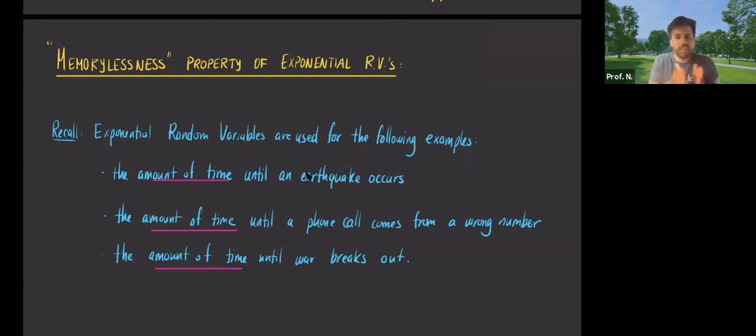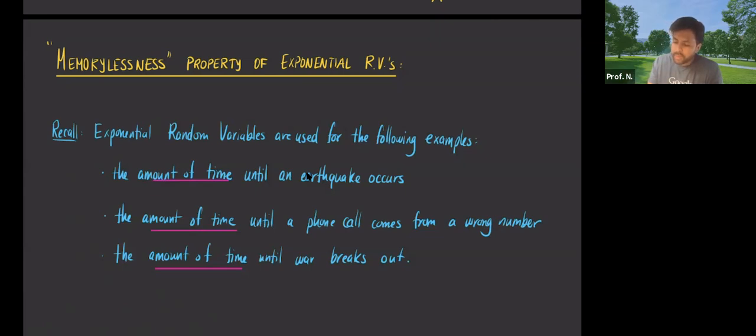But this was the discrete world. We had a certain number of tries until we got our first success, and for each number of tries there's a probability mass function. The continuous version of it is the exponential random variable. If you also remember, the expected value of the geometric is 1 over p. The expected value of our exponential random variable is 1 over lambda. So there are some similarities, even in the expected value.